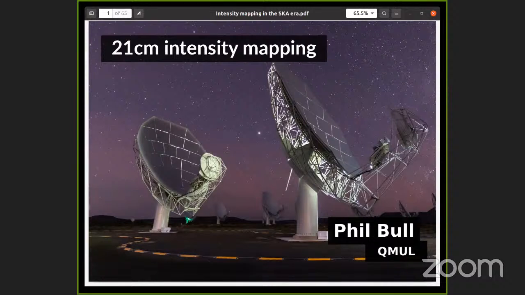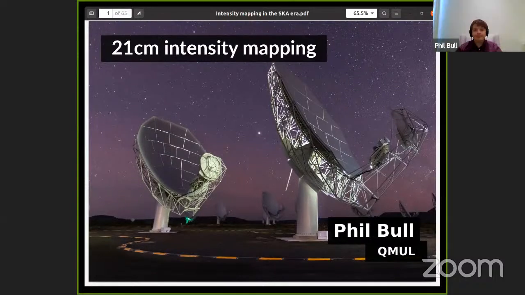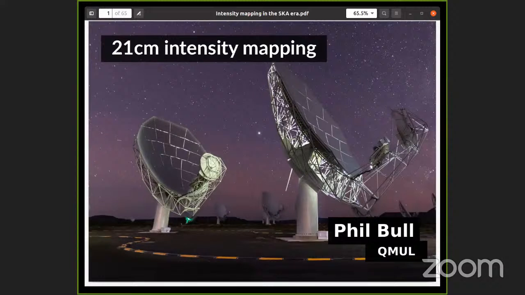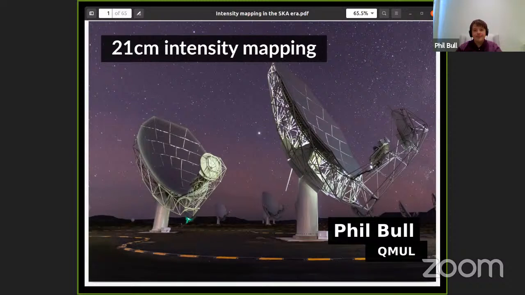He's going to talk to us about 21 centimeter intensity mapping, which is quite appropriate for our community. So, welcome, Dr. Phillip. It's up to you. You can start anytime you want.